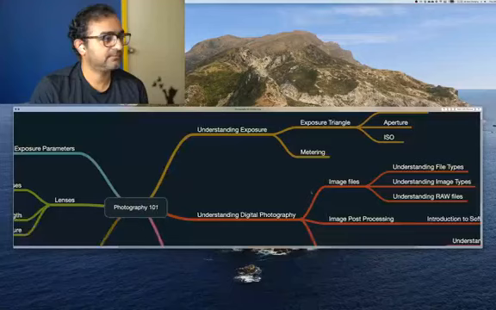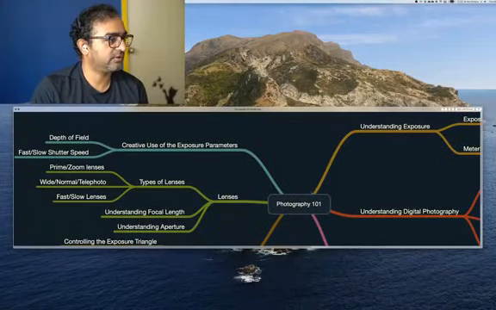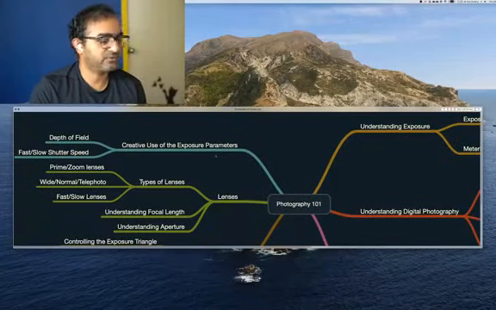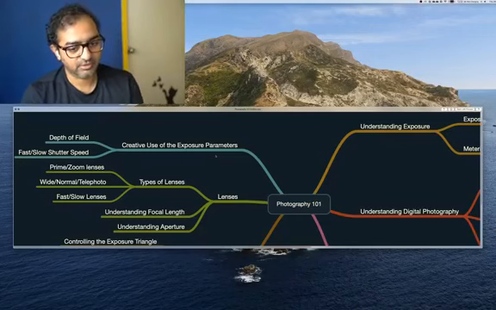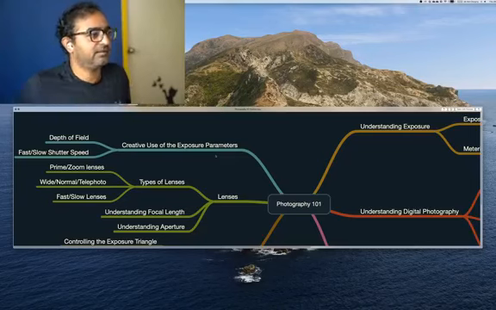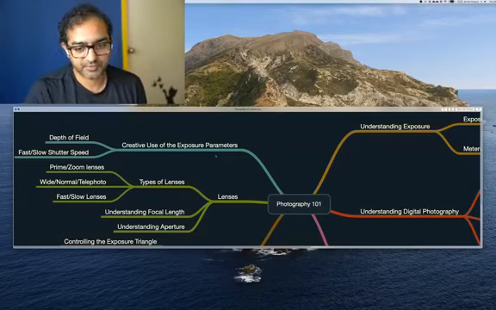After that, we're going to move on to the creative use of exposure parameters. So basically, what we're talking about today, but after that, we will go over how you use those parameters creatively.